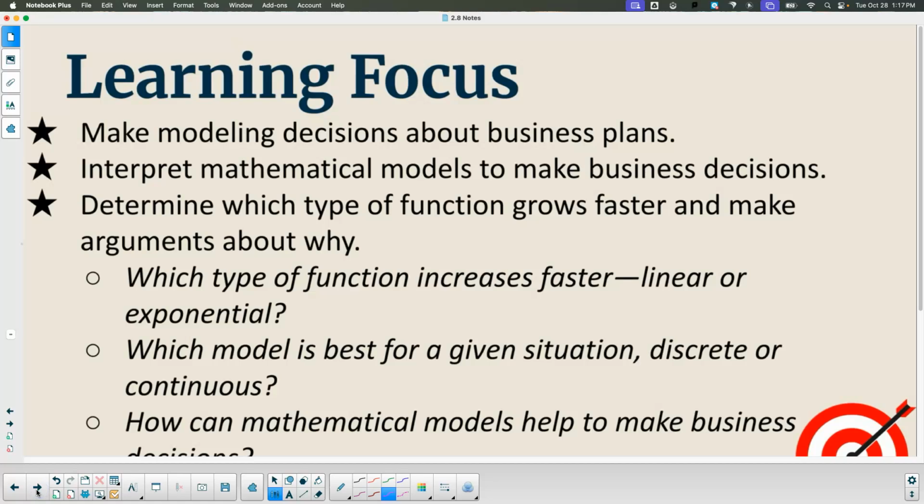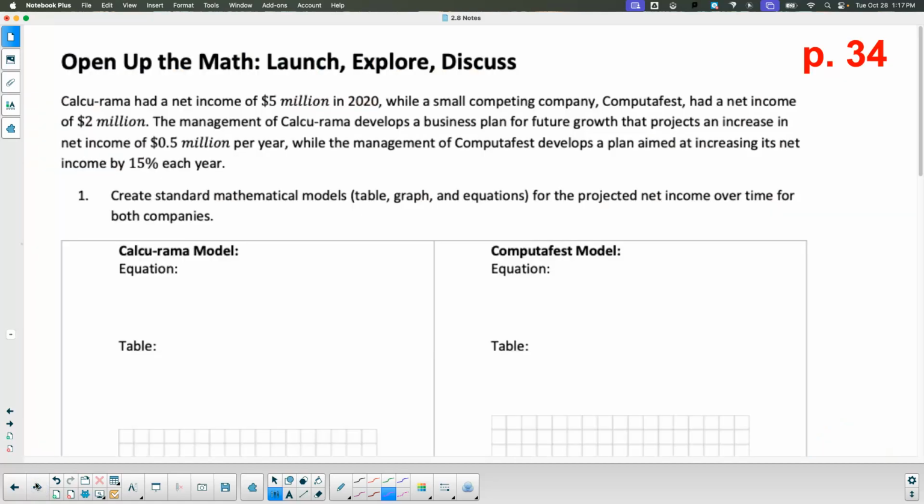Okay? So, let's talk here now on page 34 about Calcurama and ComputerFest. Calcurama had a net income of $5 million in 2020, while a small competing company, ComputerFest, had a net income of $2 million. I don't know why the millions are in italics there. Makes no sense to me, but I smile and I nod.